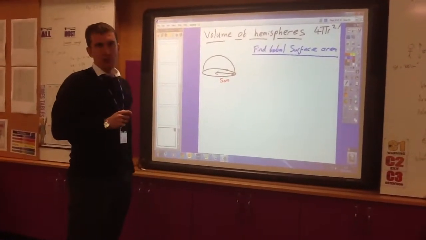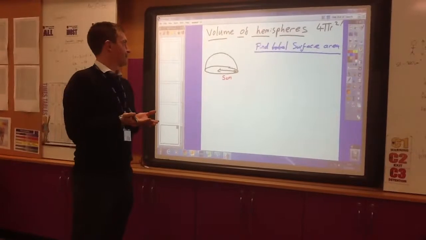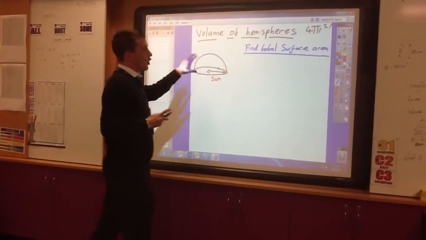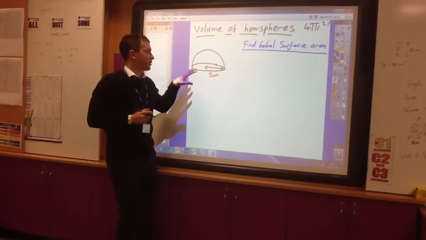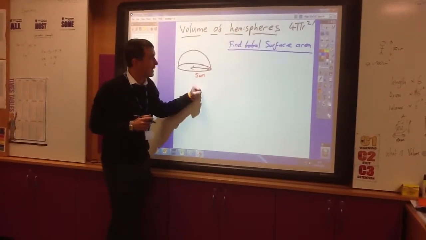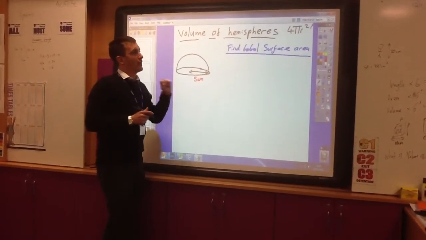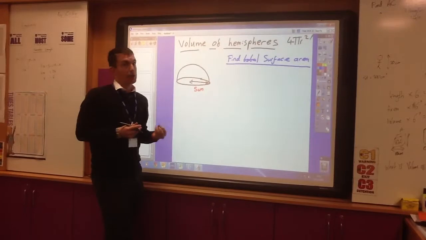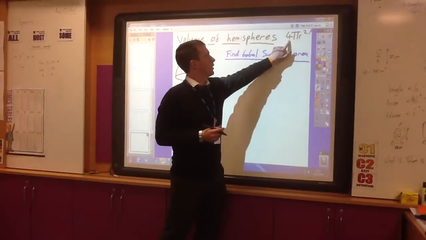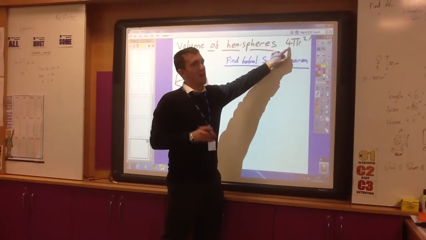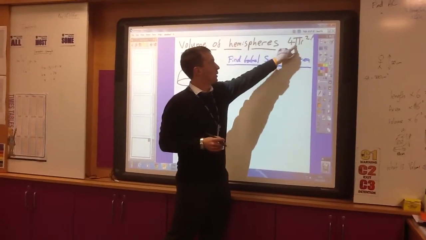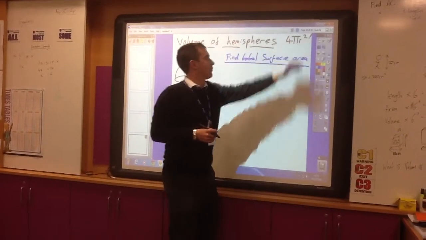Quick one on volume of hemispheres, that's half a sphere. And in this one it's the non-calculator example where it asks you to leave your answer in terms of pi, and also you're going to need for this question the formula sheet at the front, and you're going to need that the surface area of a sphere is 4 pi r squared, and we're going to use that.